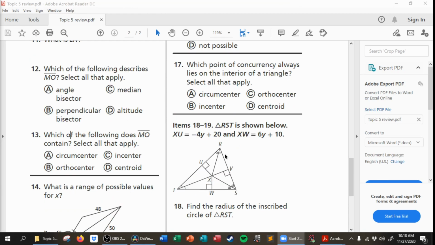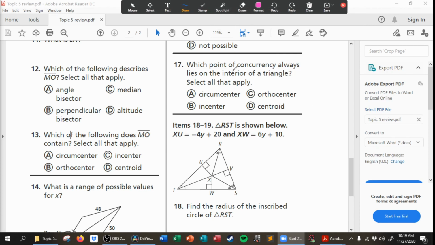All right, which point of concurrency always lies on the interior of a triangle? So I told you when we did talk briefly about the orthocenter that this can be outside. And since that's really the only thing, and I kind of showed you a quick example of one, I'm going to leave this question in because, well, we did talk that much about it. I will say safely that, again, we didn't go into circumcenter at all, so I wouldn't choose that one. But let me show you an example of why this one wouldn't work.